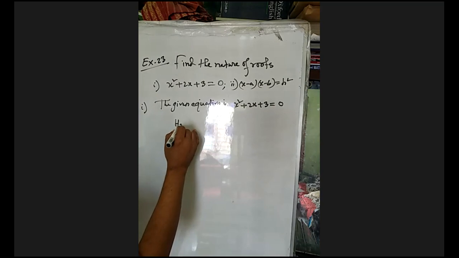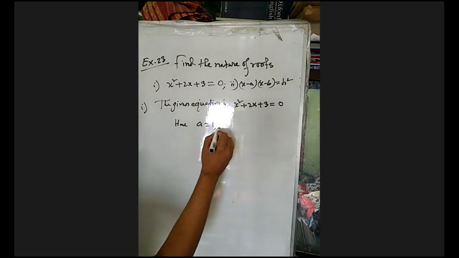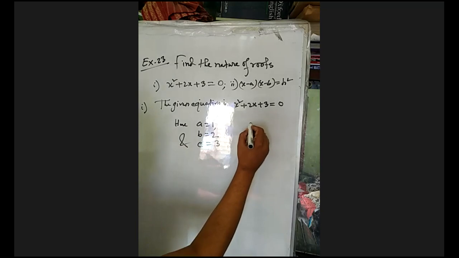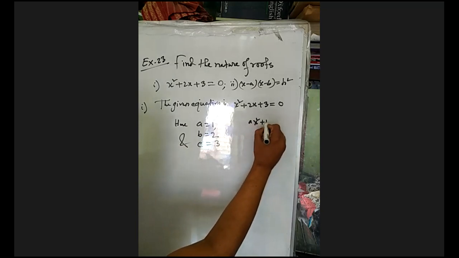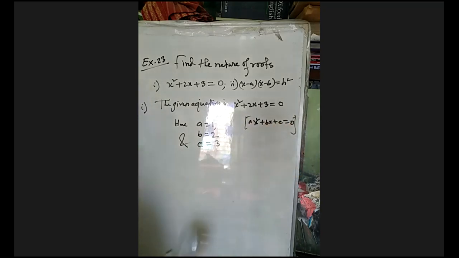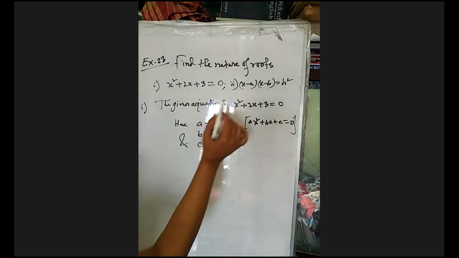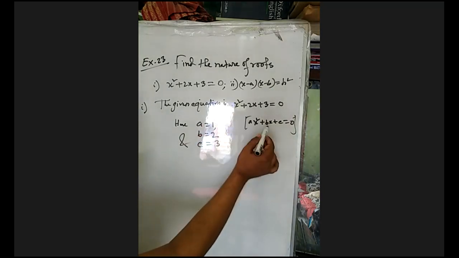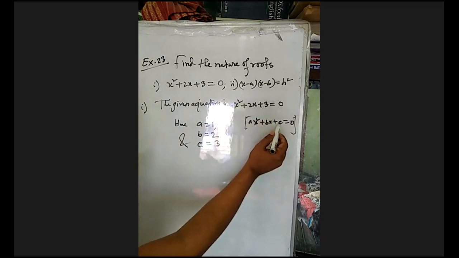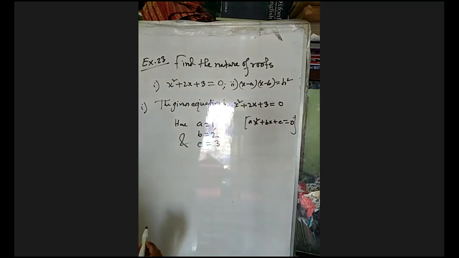Here a equals to what? 1. And b equals to what? 2. C equals to what? 3. Comparing with the quadratic equation ax square plus bx plus c equal to 0. Here the x square coefficient is what? 1. Okay, a equals to 1. And the x coefficient, b equals to 2. Comparing with this, the constant term c equals to 3.